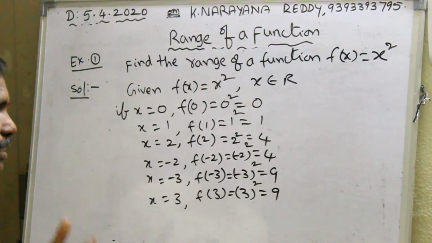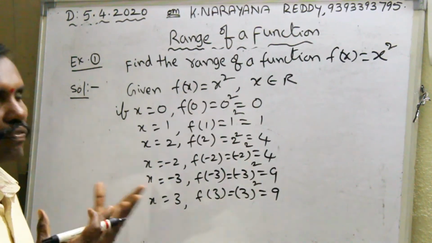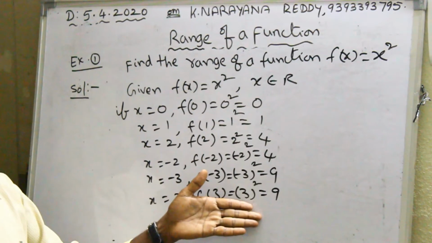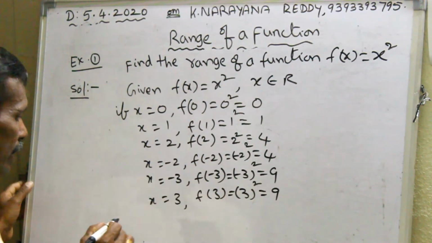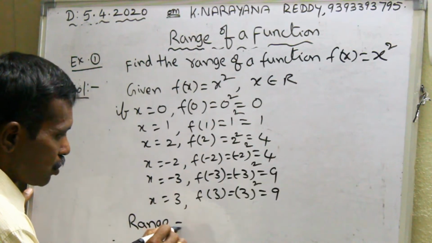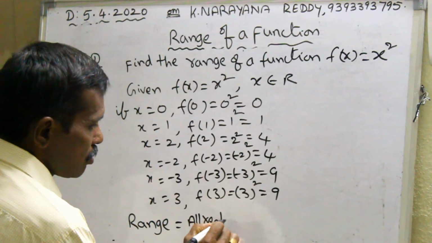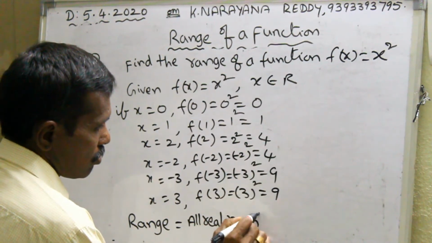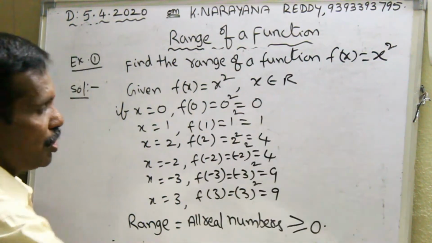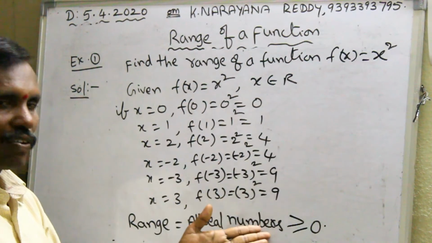But how do we write this in the form of a function? Here all are real numbers, yes or not? So range equals all real numbers greater than or equal to 0. That's all. Greater than 0 or equal to 0.